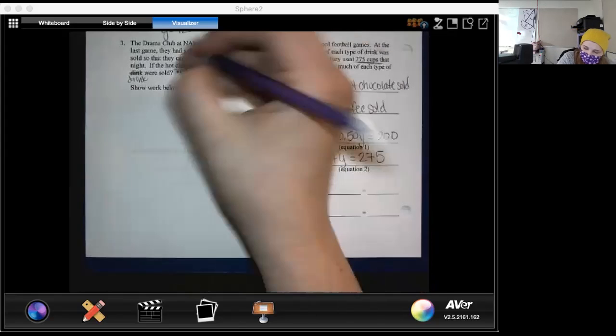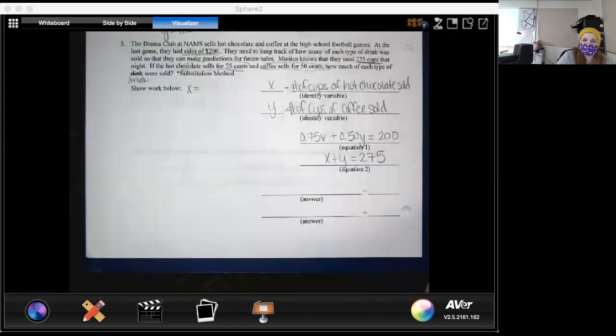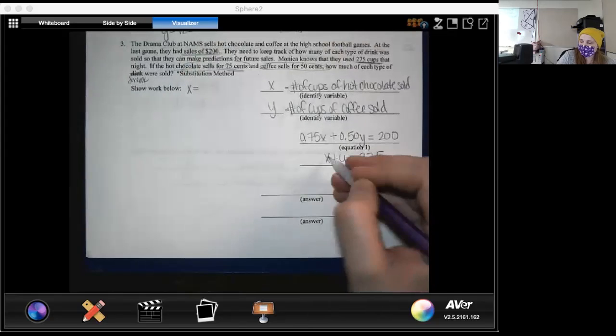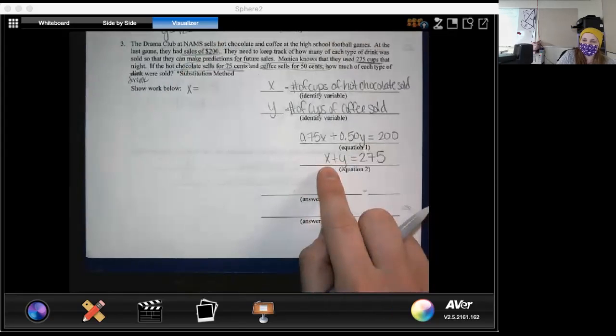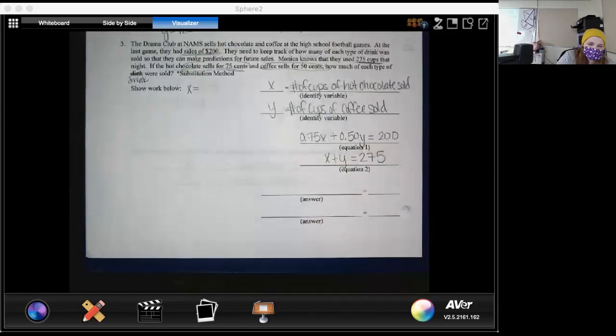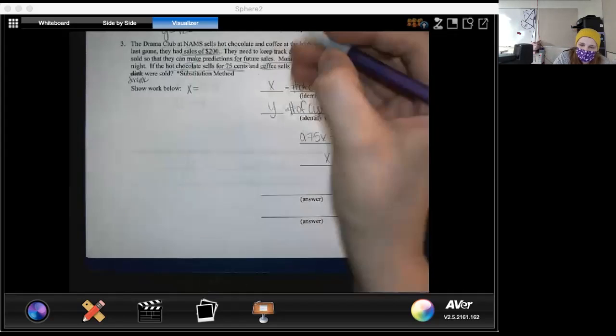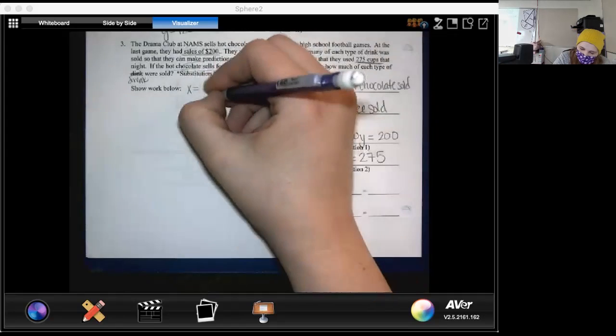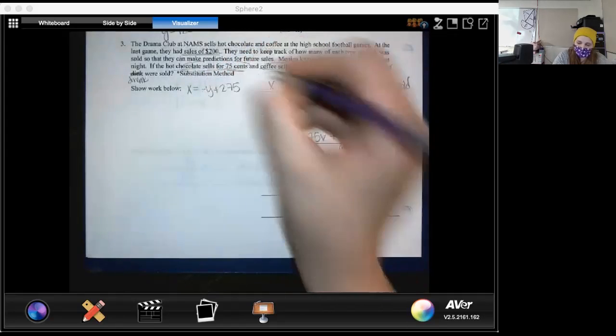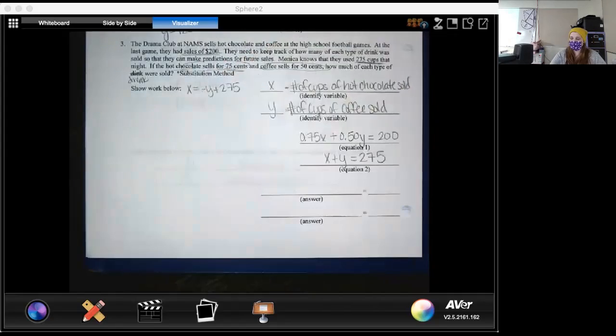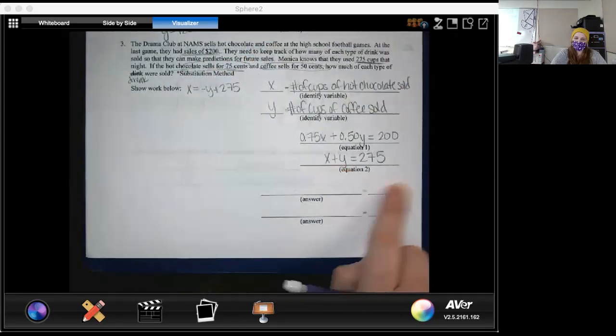So if we're going to solve for x, which is totally fine, what would that expression be on the right side? If I isolated x in my second equation, what would it be? Minus y plus 275? Sounds great. You could also say 275 minus y. Either way would work, right? All we did here was subtract y to the right side. Do we all understand where that's coming from?